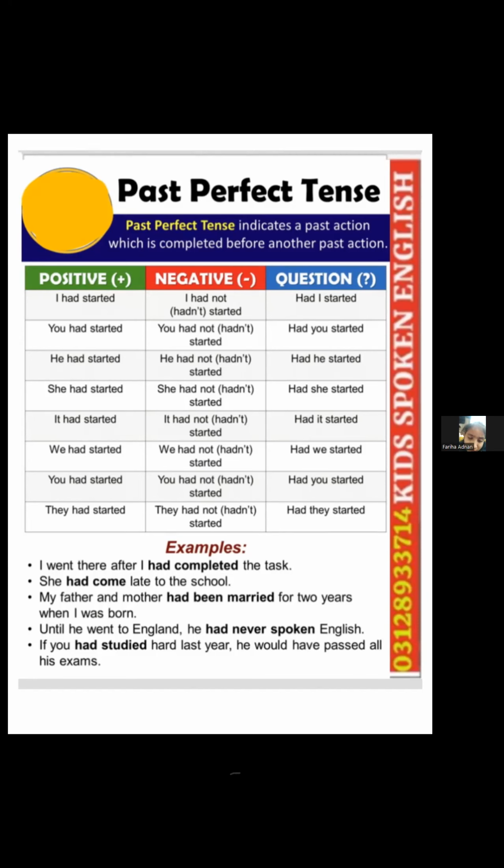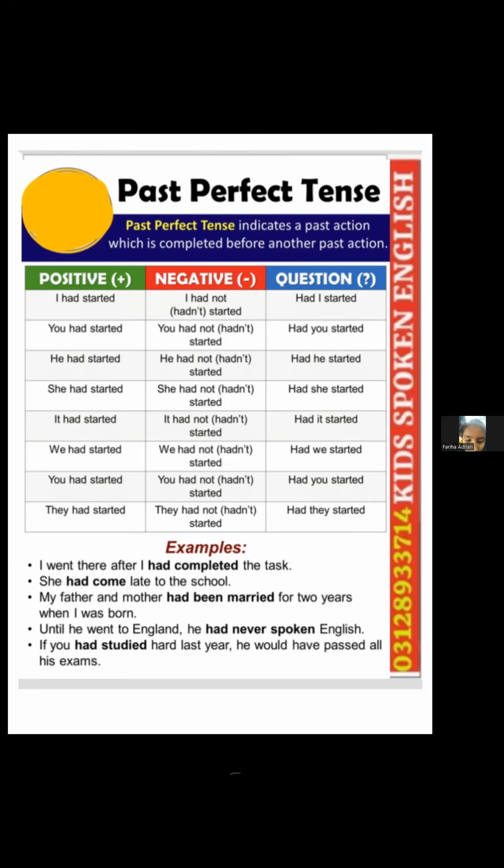My father and mother had been married for 2 years when I was born. आपके पैदा होने से 2 साल पहले ही आपके फादर एंड मदर की शादी हो चुकी थी, तो पहले काम शादी का हुआ था and then you were born, okay? Until he went to England, he had never spoken English.